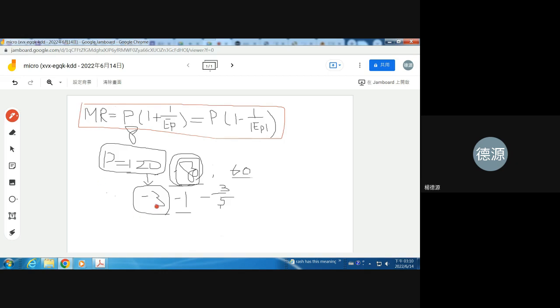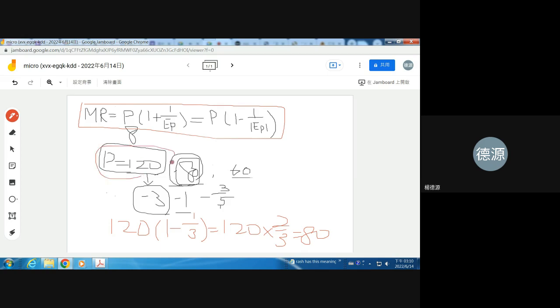Okay, and so if we're going to use that, price is equal to 120. Okay, here price is equal to 120, right? And it's 1 plus 1 over elasticity of demand. So what's that? 1 minus 1 over 3, right? So let us see how much is that. So it's 120, times 2 over 3. So what's that? That is equal to 80, right?